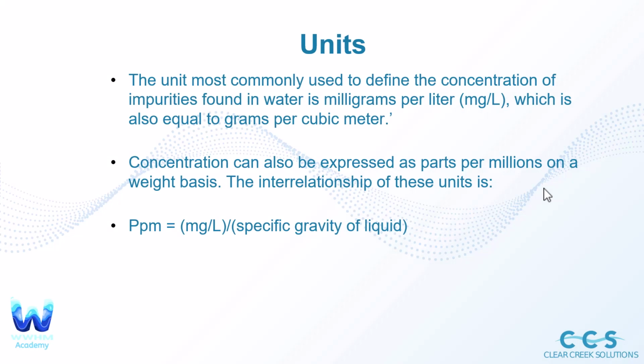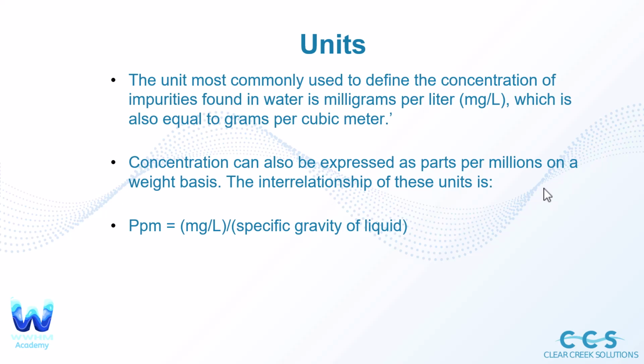So let's talk about the units, and that's really where this is going to start to get complicated here, as when it comes to water quality, the units is going to be very particular. So the unit most commonly used to define the concentration of impurities found in water is milligrams per liter, which is also equal to grams per cubic meter.